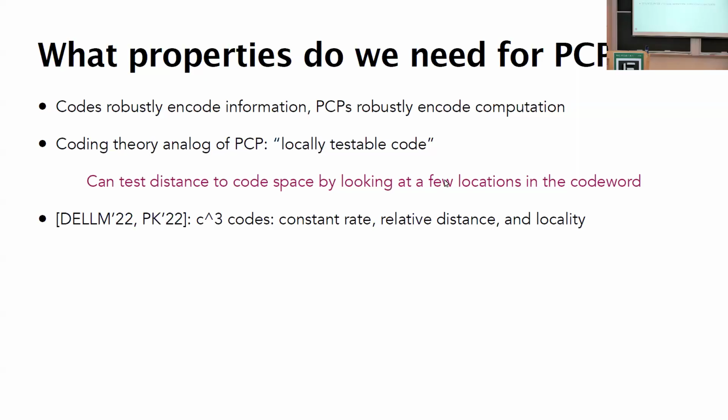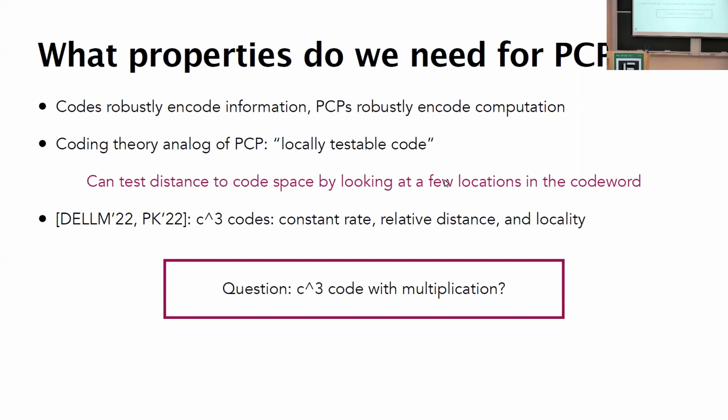Okay, this is a beautiful construction, but why couldn't we use it for PCPs? The answer is really that it's a really nice combinatorial construction, but it's lacking the extra properties you need to make the code compatible with computation itself. In particular, it's lacking the multiplication property. So maybe the main question for today's talk is, can you construct a c3 LTC, a c3 code, with a multiplication property?